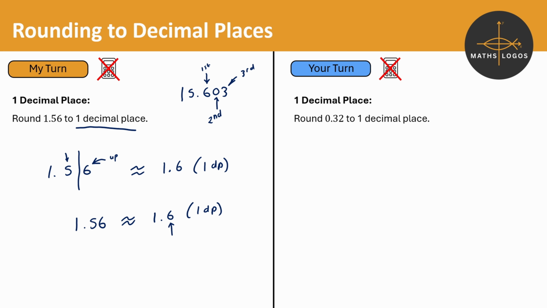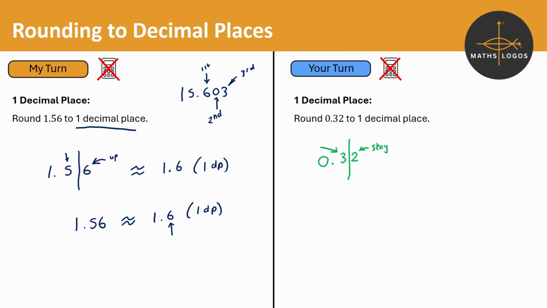Round 0.32 to one decimal place. Let's write out our 0.32. The 3 is my first decimal place, so I need to make my decision on the digit to the right. I just draw this line to help me see. So this is the digit I make my decision based on. Remember I said if it's 5 or more, then the 3 will go up. If it's not, then we stay. And it's a 2, so that means we stay.